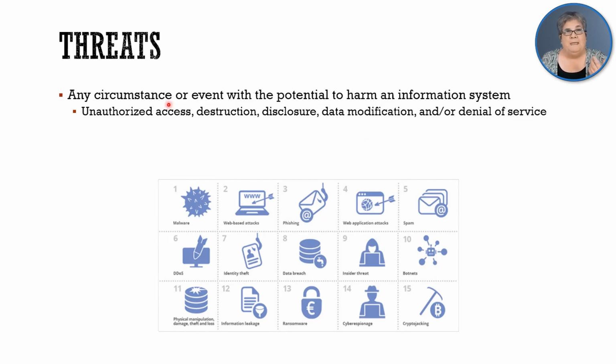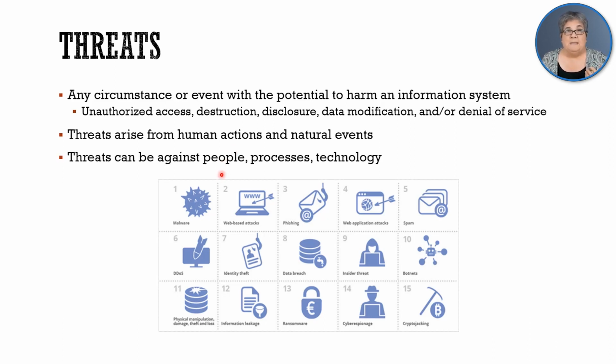So a threat could be any circumstance, any event, any person, any organization that potentially could harm your system. And they could potentially have unauthorized access, destruction, disclosure, modification, denial of service. You can see all sorts of threats here. Some threats are from human actions and natural events, natural disaster type threats, environmental threats. Threats can be against people, processes, or technology. You can see all these. This is not a complete list of threats, but it is some common ones.